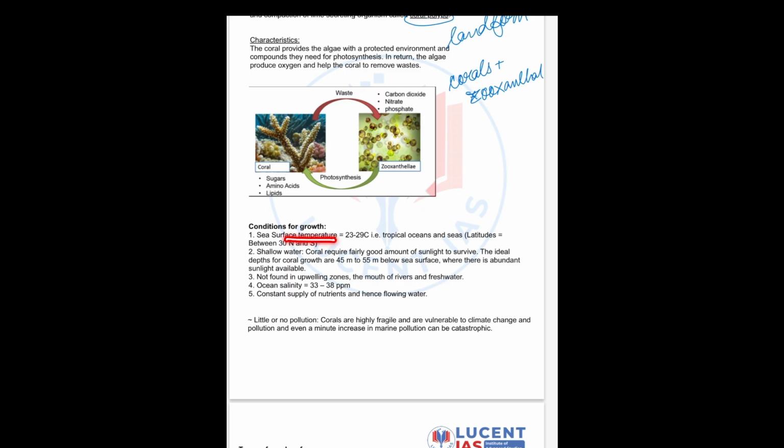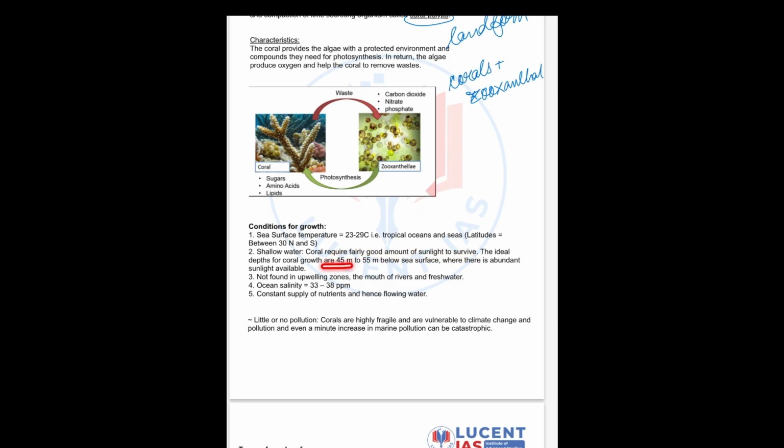One is the sea surface temperature. They must have a sea surface temperature of 20 to 29 degrees Celsius. That is why they are found mainly in tropical oceans and not in temperate oceans. Clear? And if the temperature goes to 35 or 40 degrees Celsius, then also it is harmful for the coral growth. Then shallow water. Coral require fairly good amount of sunlight to survive.